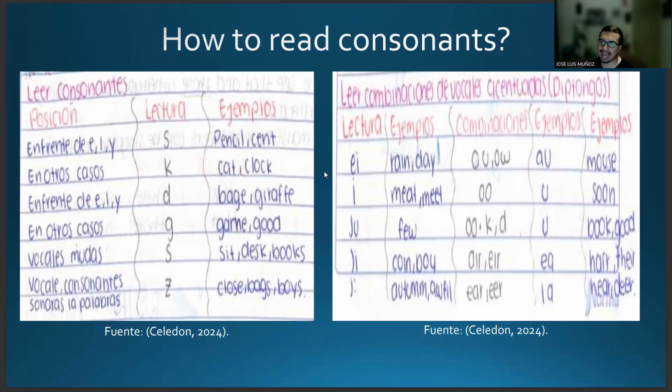Then you have I, you have examples with meat. You have double O as you say Zoom. As in the case of the other slide, you have good. In this case, you have soon. Then you have the example few, combination double O, K, like book, like good, like you. No, that's incorrect. You use like you, you know?